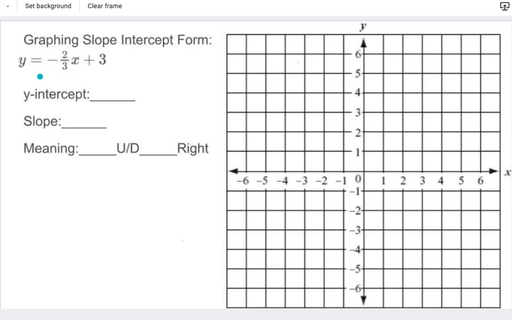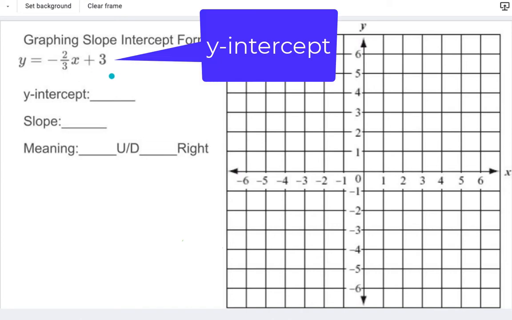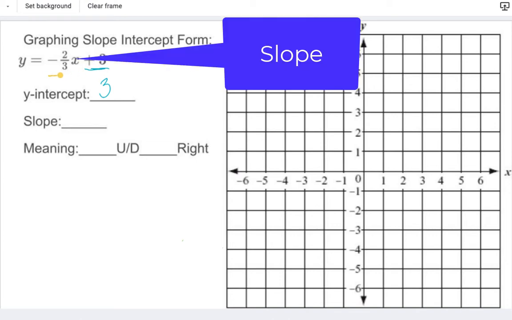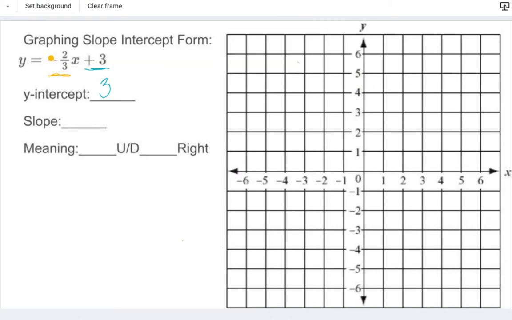So here we have an equation, y equals negative 2/3 x plus 3. So this is in slope-intercept form. So the y-intercept is the constant. That's the number not multiplied by x. So that's 3 in this case. Slope is the coefficient of x, or the number multiplied by x. So here we have negative 2/3 times x. So the slope is negative 2/3.